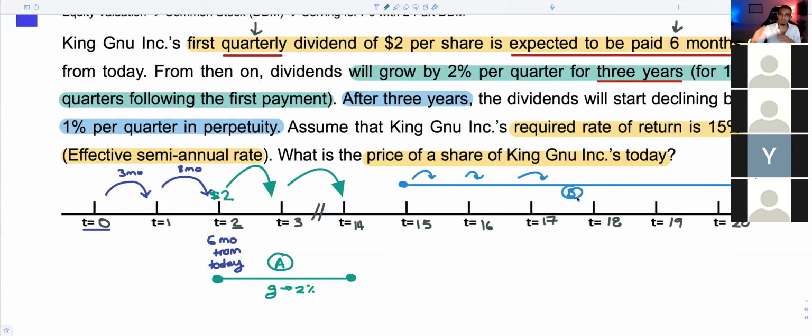So before we proceed, are we okay with the timeline? Do we understand that we have part A and that we have part B? That part A is occurring from T2 technically all the way to T14, and that part B is happening from T15 all the way onwards. Are we okay with that?